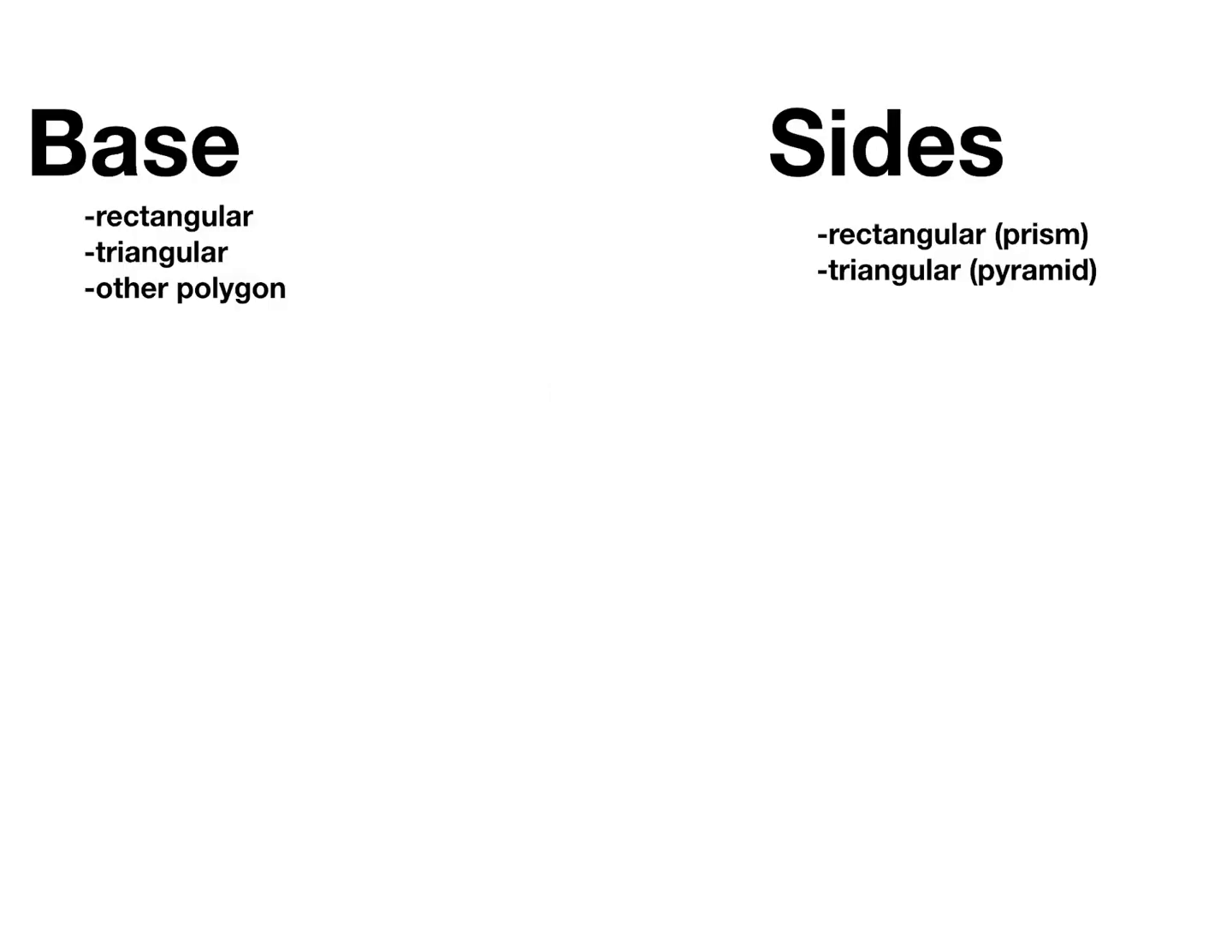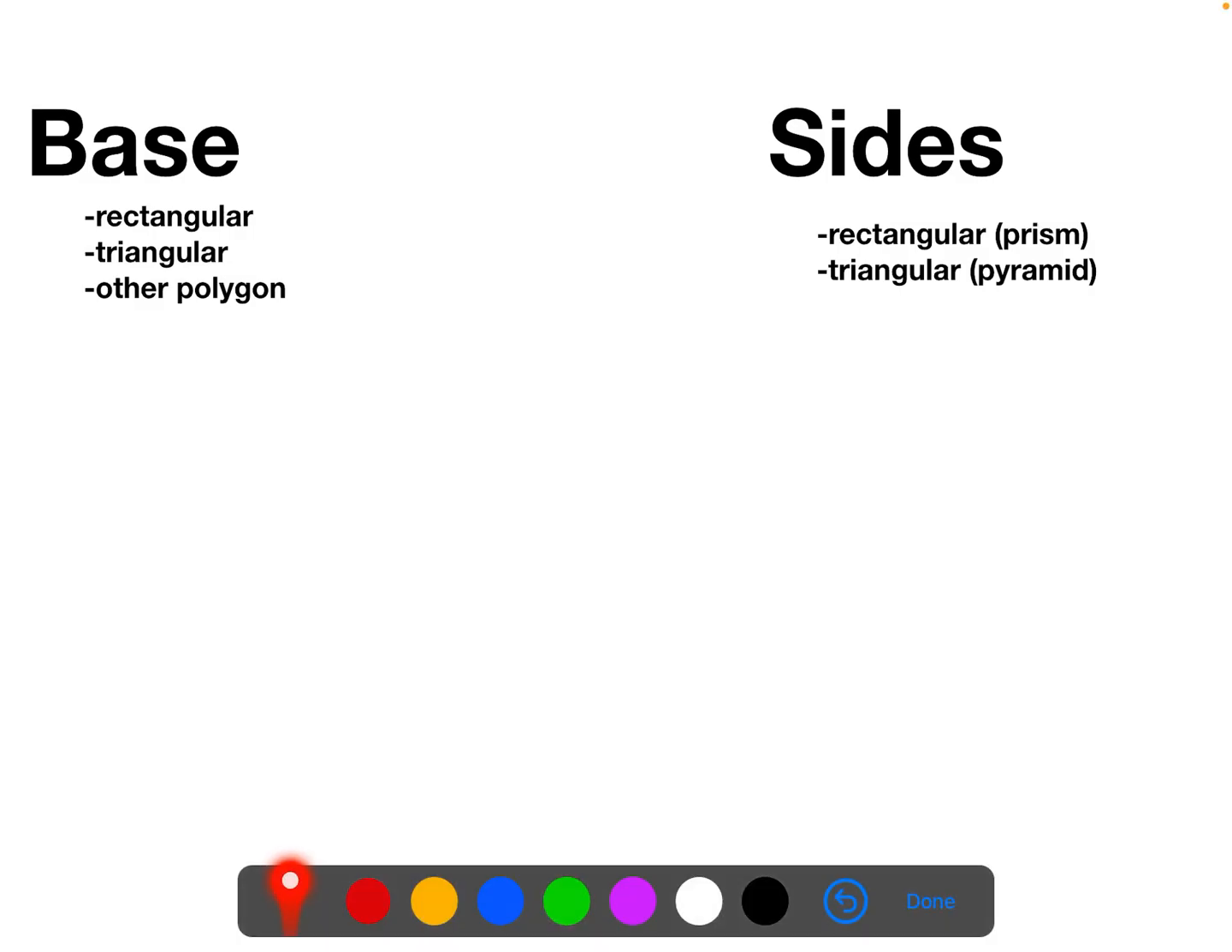So the first thing to consider with a three-dimensional solid is two things. You have to identify the base of the figure, and then you have to identify what the sides of the figure are. So to identify the base, we've got two primary examples of what you're going to see. We're almost always dealing with rectangular bases and triangular bases. All right. So that's going to be the first thing to identify.